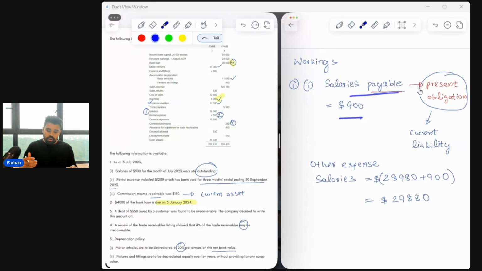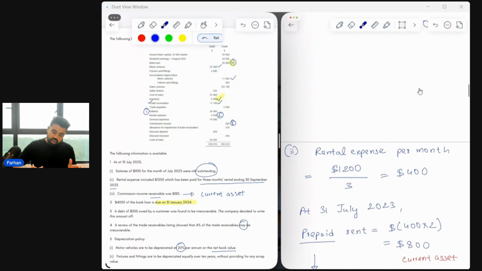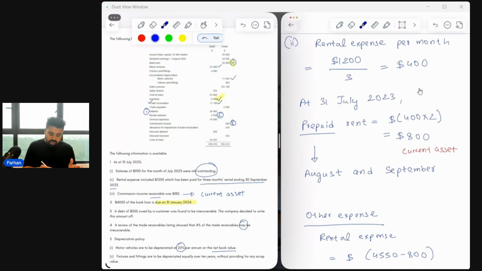All right. Now, let's move to the next additional information which we have got. Rental expense included $1,200, which has been paid for 3 months rental ending 30 September 2023. So we understand that we have got $1,200 in rental expense, and this $1,200 is valid for 3 months. So just by using that statement, we can simply calculate the monthly rental expense, which is $1,200 divided by 3, and that is $400.